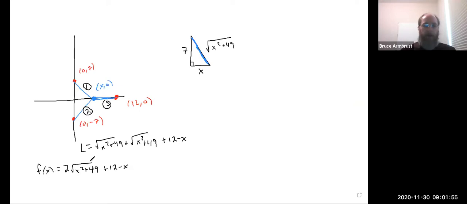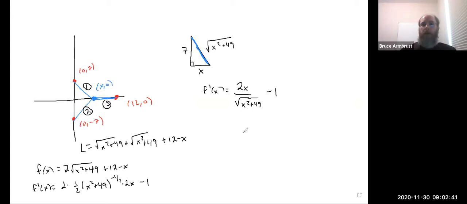So now let's differentiate. If I differentiate that thing, for the first part, I need to use the chain rule. So it's going to be 2 times 1/2 times x squared plus 49 to the minus 1/2 times 2x. So the 2 was a constant multiple, and then this came from the chain rule. And then plus 12 gives me nothing, and then minus x gives me minus 1. So we've got f prime of x is equal to 2x over the square root of x squared plus 49 minus 1.